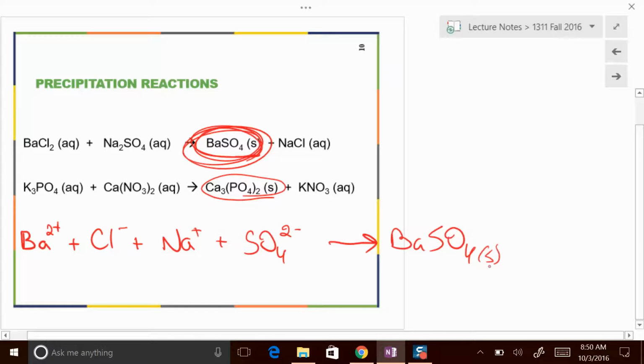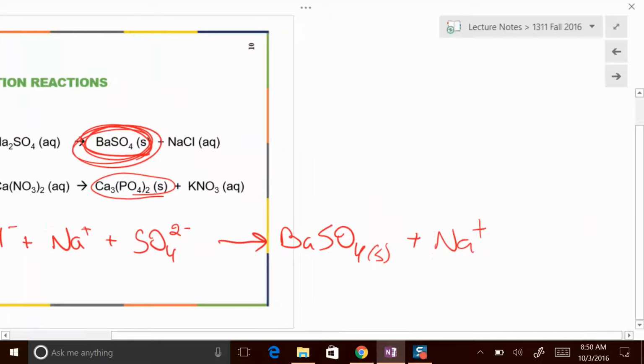So it stays together. What about sodium and chloride? Do they stay together? How do I know? Because it says aqueous. That's how I know. This one is solid, so it stays together. Sodium chloride is not, so it breaks apart. Plus Na plus, Cl minus. Okay?